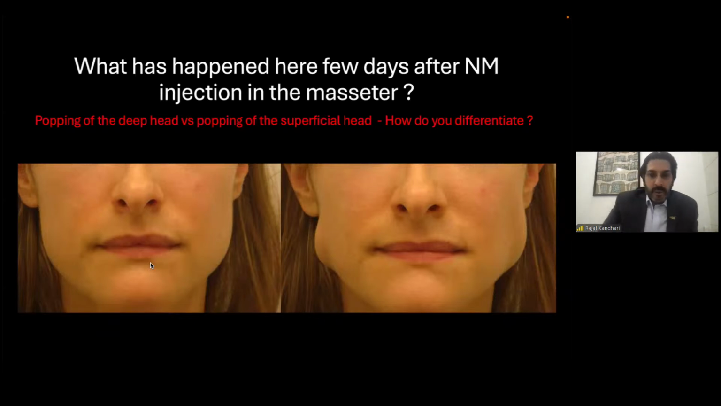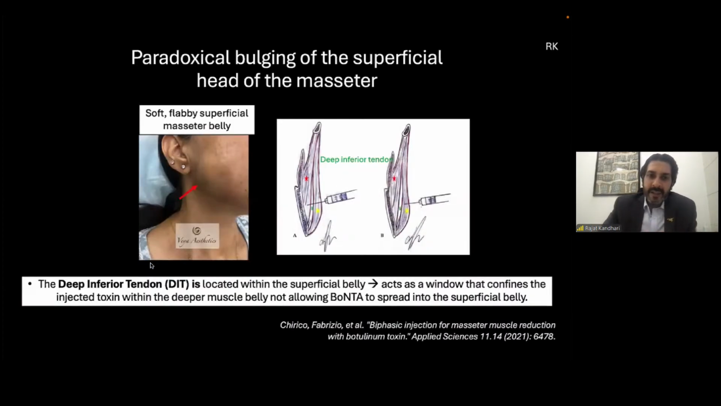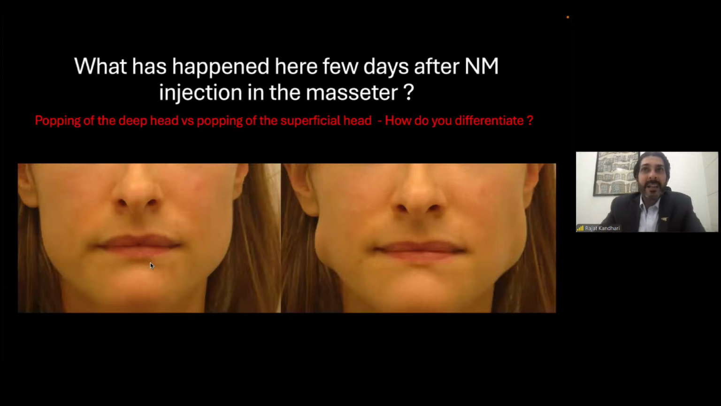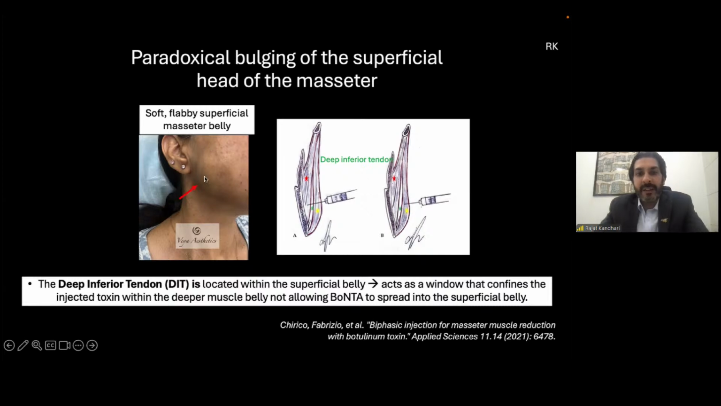Now, when you do not use a long needle, at times, this is what will happen about 10-15 days later. You will ask the patient to clench the teeth and a deep head of the masseter bulges out. So when this used to happen, we started using longer needles for injecting the masseter. But when you use longer needles, at times you miss the superficial head, which is paradoxical bulging of the superficial head. Now, how do you differentiate between the two? In a deep head, it'll feel hard and it'll pop out as soon as the patient clenches. In case of a superficial head, it'll be soft and flabby.